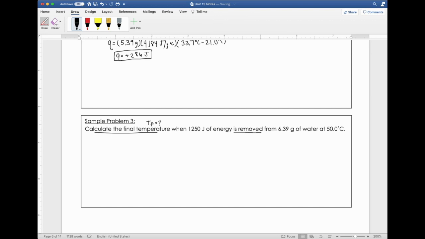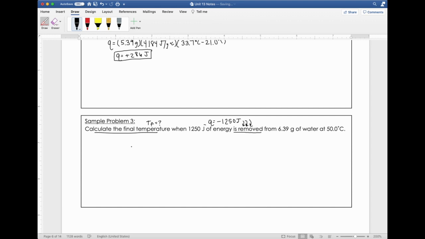So this is important right here because typically your questions will not represent your delta H as positive or negative. You have to infer whether or not it's positive or negative. And because we're removing 1,250 joules of energy, that must mean that Q is negative 1,250 joules. That's all because we're removing that much energy. So just be careful because those negatives can really get a little tedious sometimes. I have the mass and I have my initial temperature of the water, which is 50.